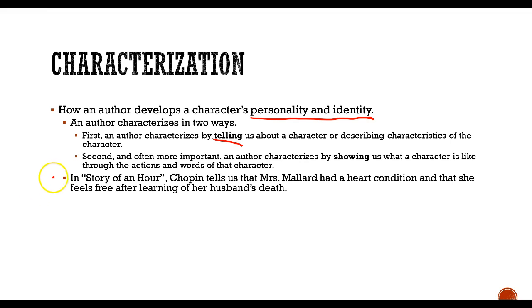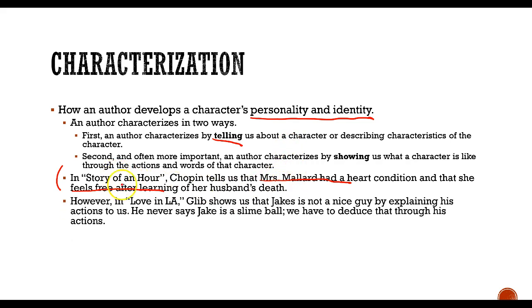In Story of an Hour, Kate Chopin tells us that Mrs. Mallard had a heart attack and tells us that Mrs. Mallard feels free after learning of her husband's death. We learn that she's happy that she's going to have lots of years ahead of her. So those are things that Chopin is directly telling us in the story. However, in Love in L.A., the author doesn't tell us about Jake not being a nice guy.